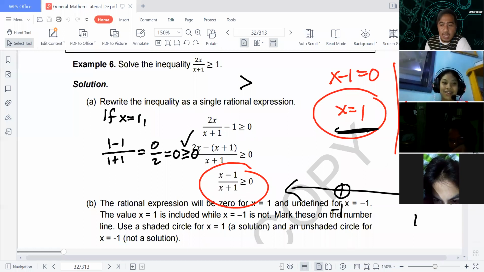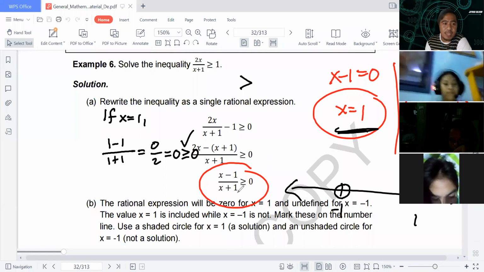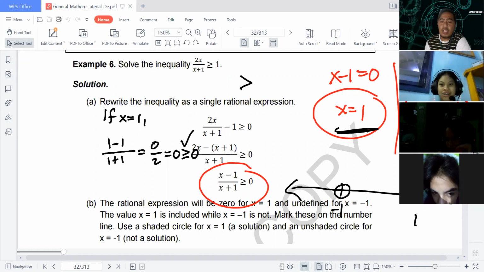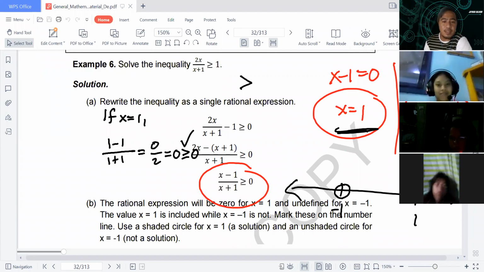So this one will be solid. Okay? Because it satisfies your equation. Inequality rather. Understand? Now, is it clear? What did we do? We shaded it because it is included. Now, how about the other one? This one. The negative 1.